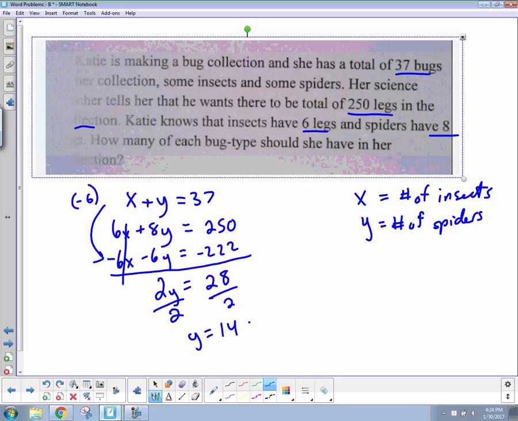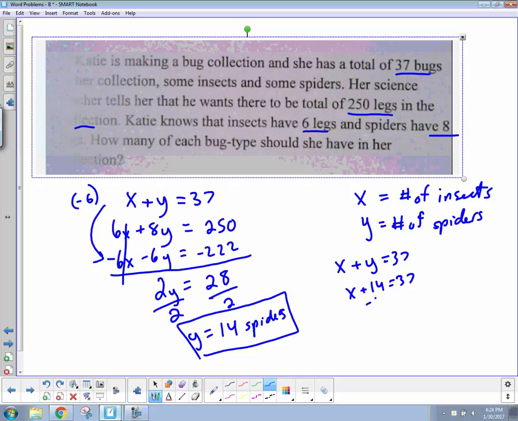Plug that number back into the easy equation. Subtract 14. X equals 23 insects.